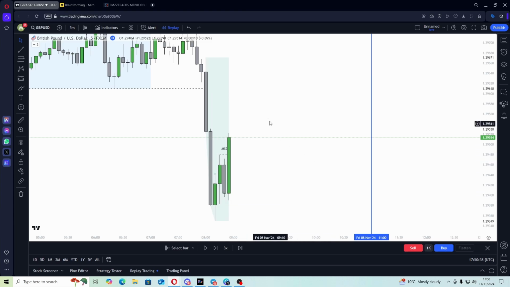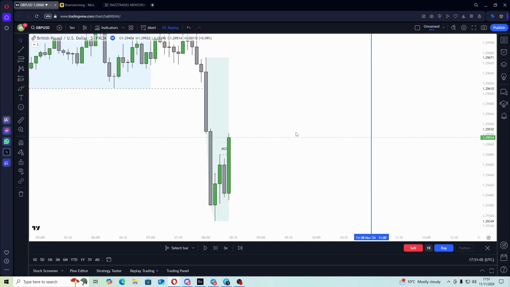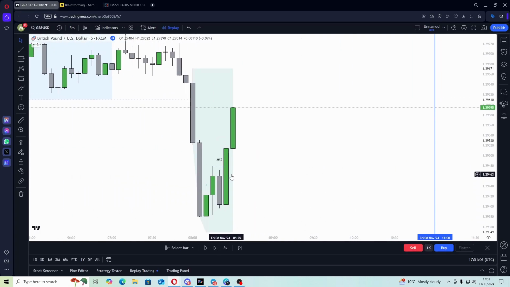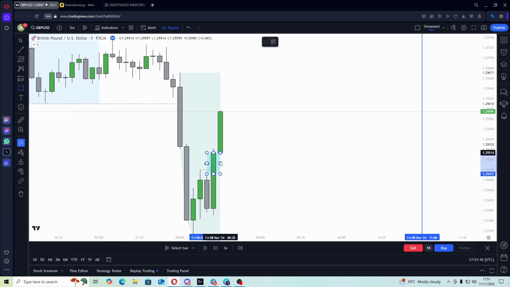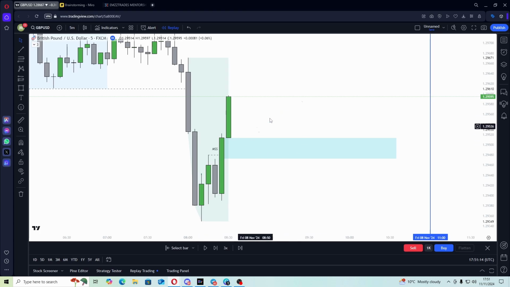All right, so what we need to do now is mark out our high probability fair value gap, okay? So let me play price one more time. And you can see we've just completely formed a fair value gap right here, which I'm going to be entering off of. This area right here, the blue area. This is going to be our fair value gap.